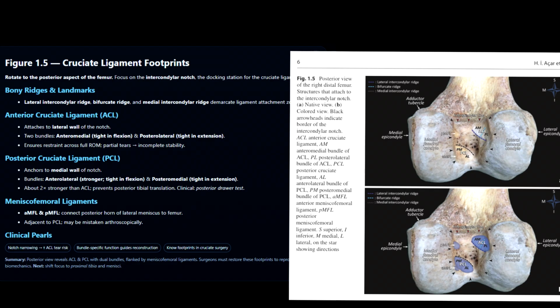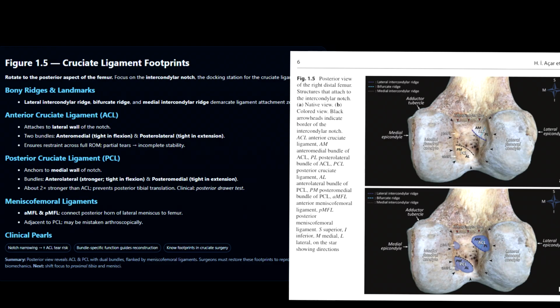Let me give you a clinical pearl. The narrowness of the intercondylar notch has been shown to predispose athletes to ACL tears because a tighter notch can pinch the ligament during extension. That's why radiologists sometimes measure notch width in high-risk patients.